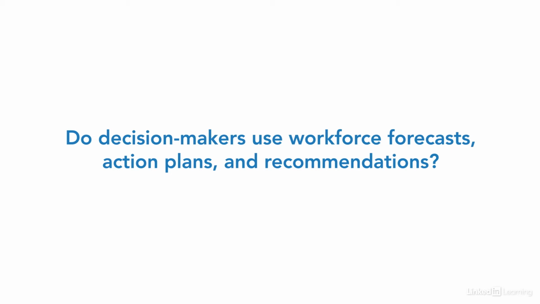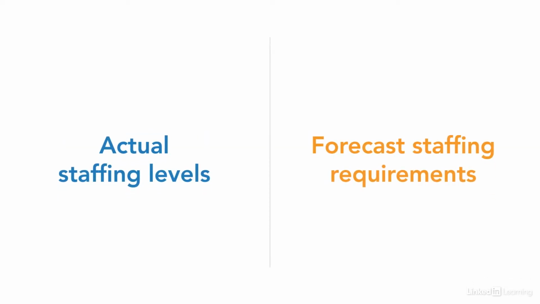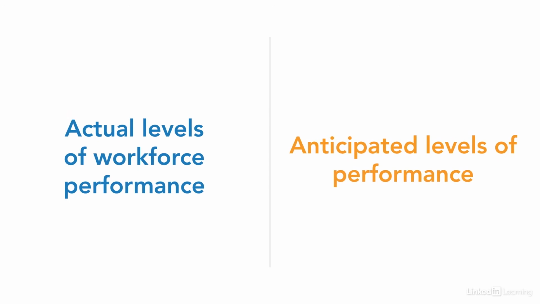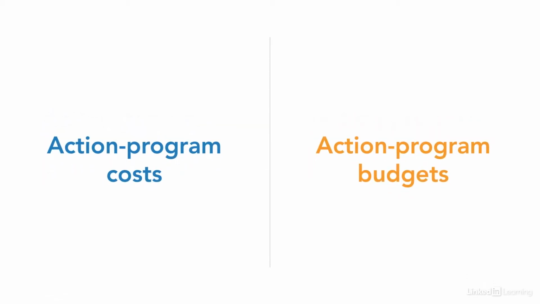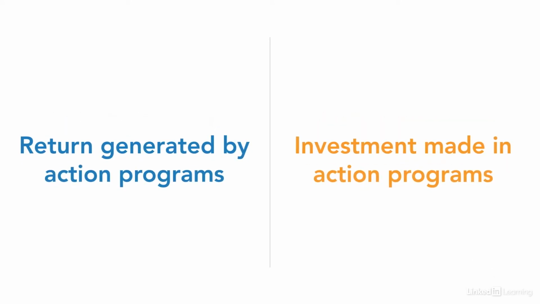Do decision makers, from line managers who hire employees to top managers who develop business strategy, actually use workforce forecasts, action plans, and recommendations? In more established SWP systems, key comparisons might include actual staffing levels against forecast staffing requirements, actual levels of workforce performance against anticipated levels of performance, action programs implemented against those that were planned. Were there more or fewer, and why? Action program costs against budgets, and the relative return on investment, or ROI, of various action programs.